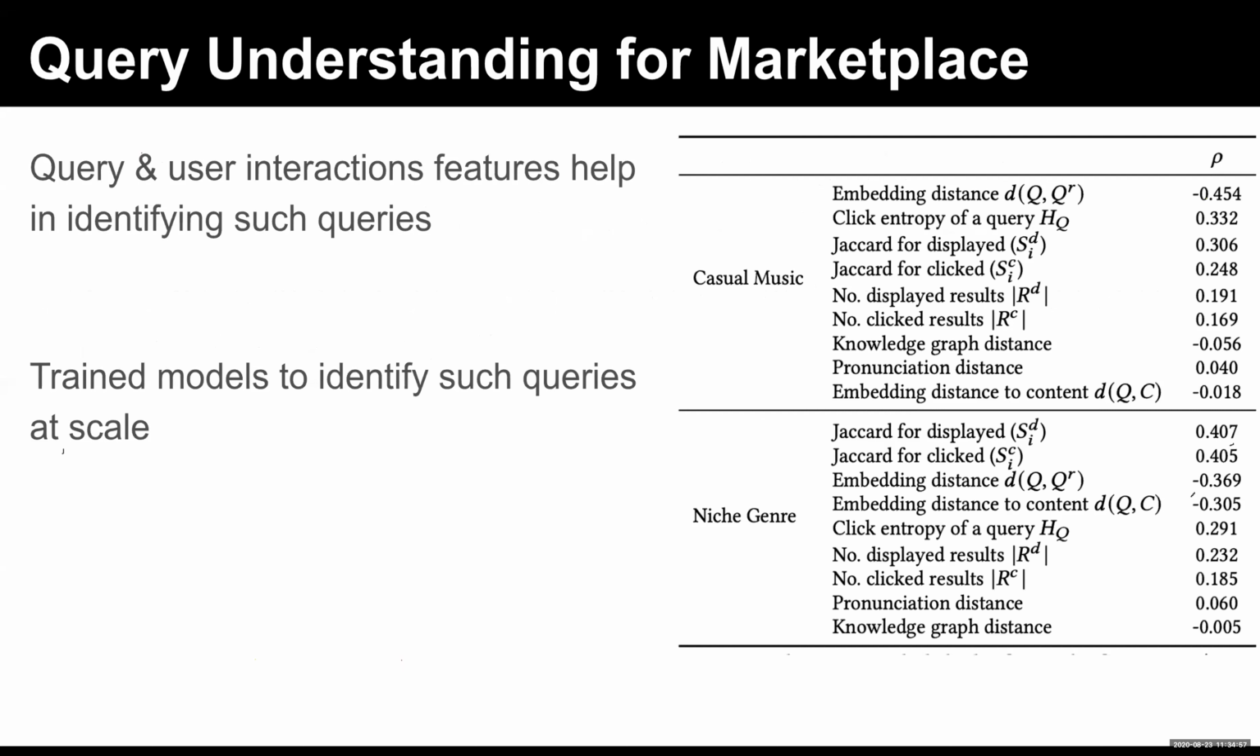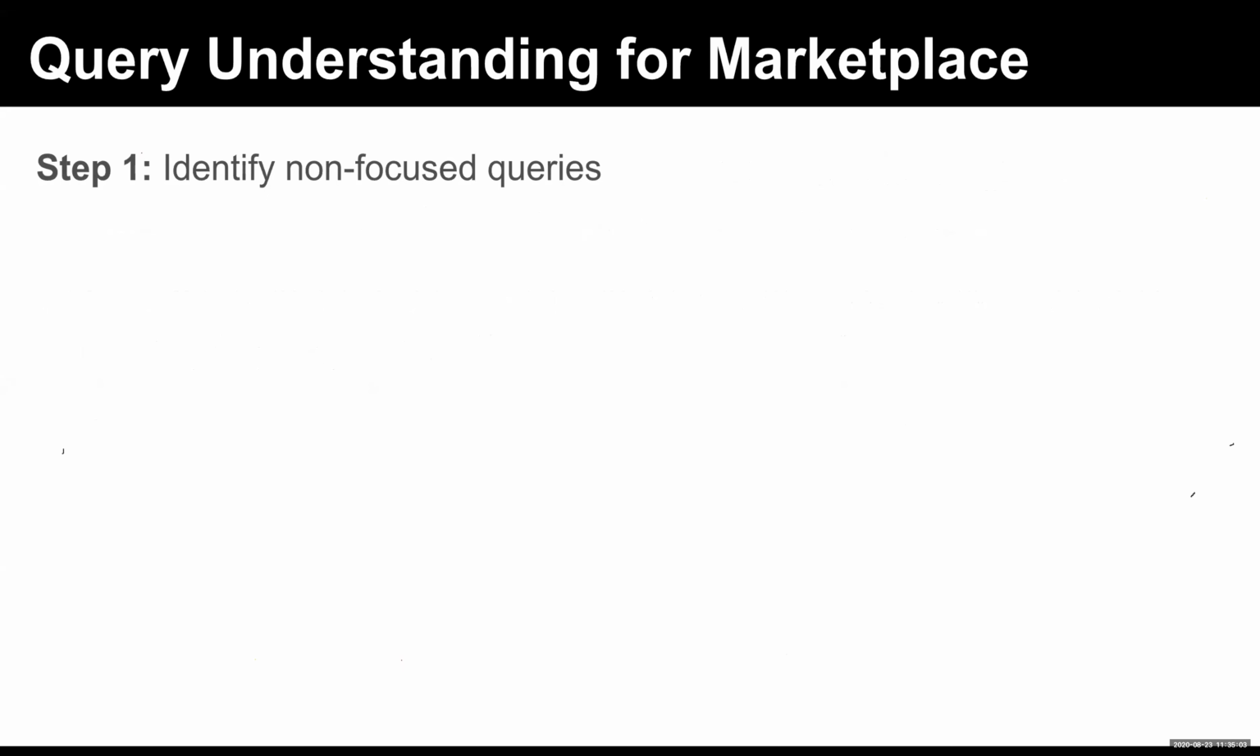So again, a lot of details I'm skipping. We trained some prediction models to identify such queries at scale. We did some A/B test around this, and we have some exciting results. So the first step, okay, how do you use this content understanding to get content from other stakeholder objectives surfaced?